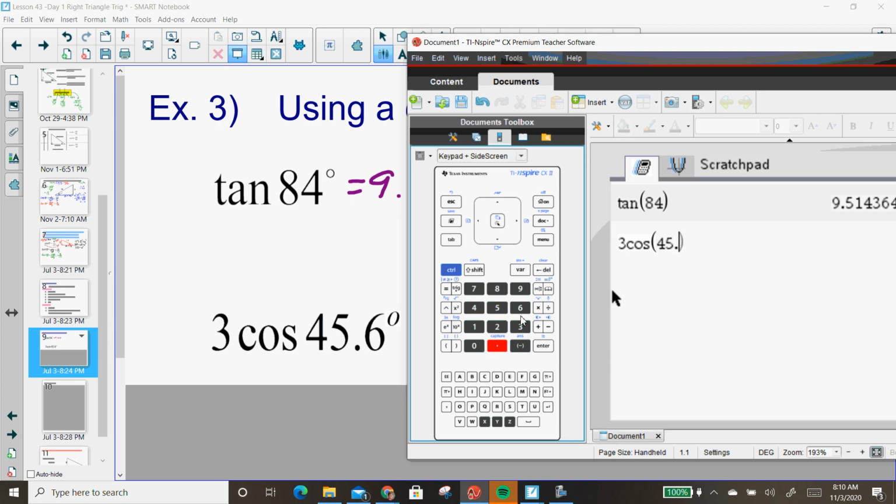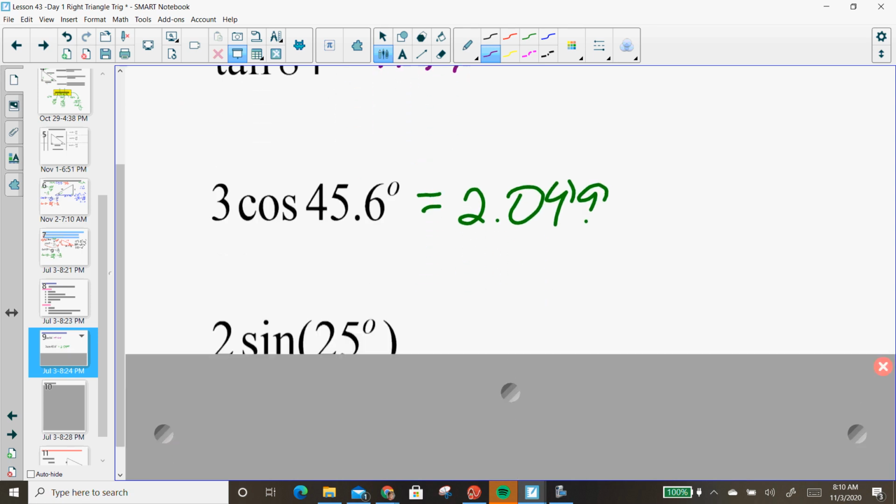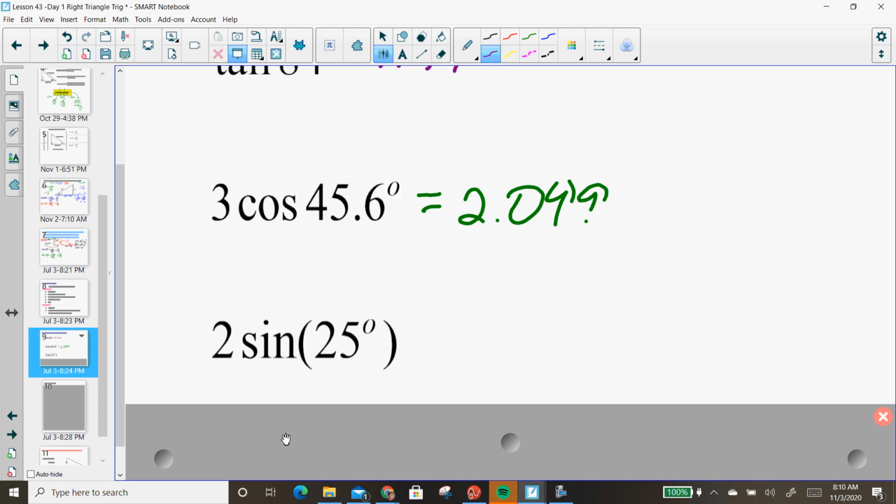45.6, enter, and we get 2.0989. So that 4th place is going to round that up, and we are going to say 2.099 when we've done our correct rounding. Okay, you guys go ahead and do this one on your own. Type it in chat.